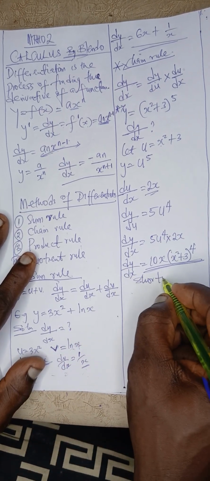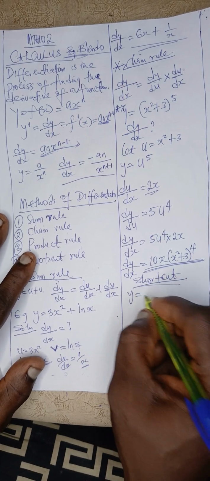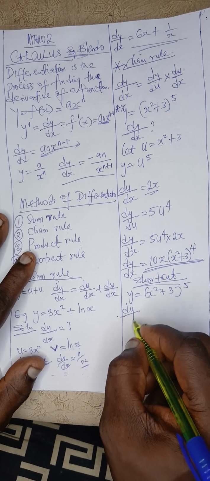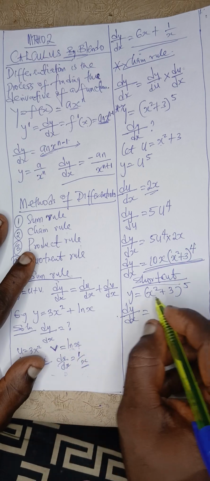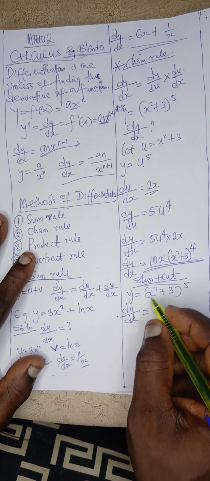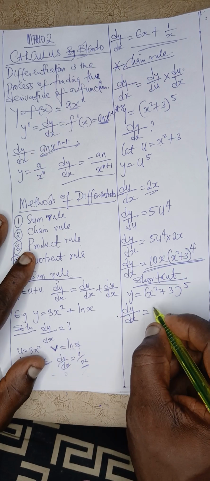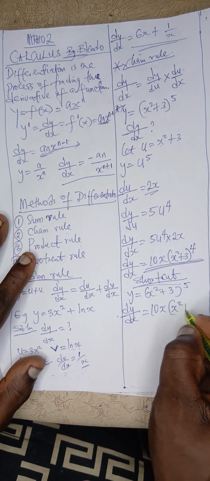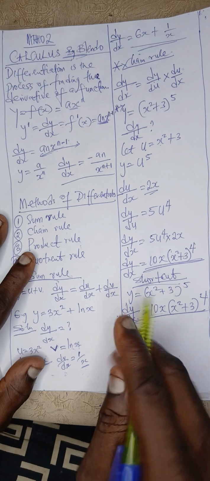Now, let's use the shortcut. The shortcut says, where in the question y is equal to (x squared plus 3) all raised to the power 5, this is the answer. dy/dx is equal to it. Differentiate inside. When you differentiate inside, you have 2x and 0. So 2x is inside. Multiply the power by the differentiated value. So 2x times 5, you have 10x. Okay, reduce the power by 1. So (x squared plus 3), 5 minus 1 is 4. Okay, so you can easily compare it with this. Wow, you see the shortcut?